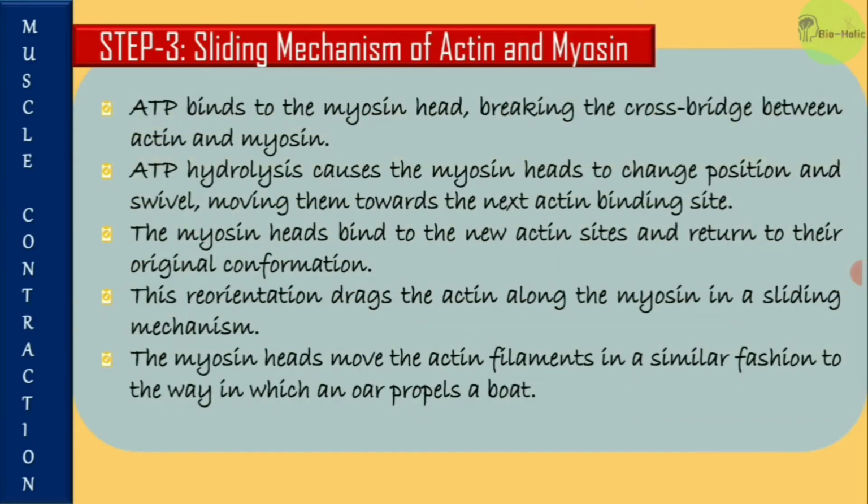Next step is the sliding mechanism of actin and myosin. Here, ATP binds to the myosin head, breaking the cross bridge between actin and myosin. Then ATP hydrolysis causes the myosin heads to change position and swivel, moving them towards the next actin binding site. The myosin heads bind to the new actin sites and return to their original conformation. This reorientation drags the actin along the myosin in a sliding mechanism. That's why this is known as sliding mechanism of actin and myosin. The myosin heads then move the actin filaments in a similar fashion to the way in which an oar propels a boat.